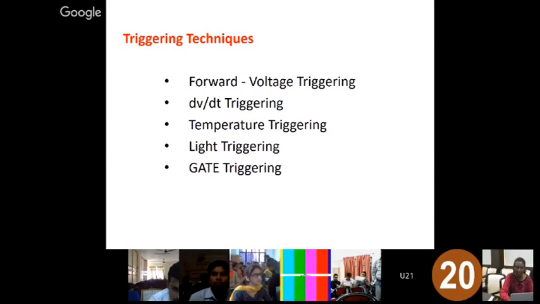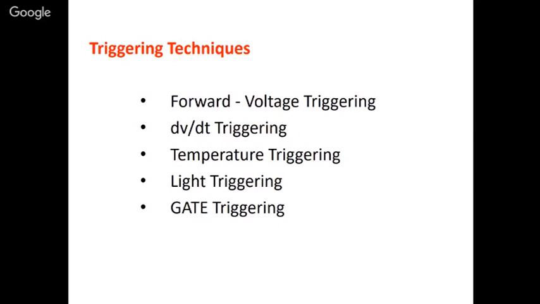So here we were telling about the different triggering techniques: the forward voltage triggering, dV by dt triggering, temperature triggering, light triggering, and gate triggering. As I already told you, gate triggering is the common method which is used. Nowadays we use digital triggering. Before, you had R type triggering, RC triggering with 555 timer and UJT, many different types of triggering with analog circuits. But nowadays we go for digital because digital has its own advantages.